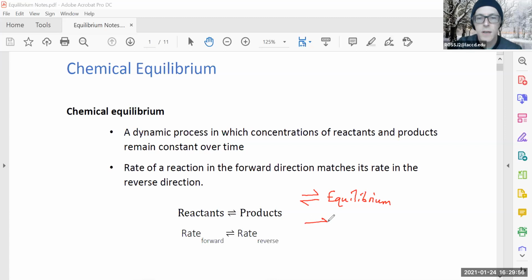If you ever see something like this, a reversible arrow, this just means reversible, but not equilibrium. So we're going to use the proper arrows for equilibrium.